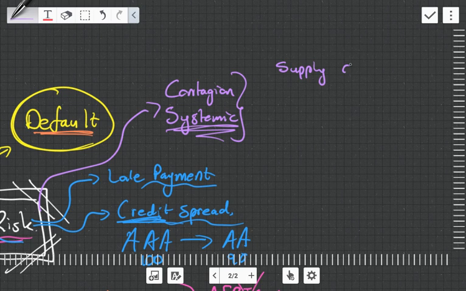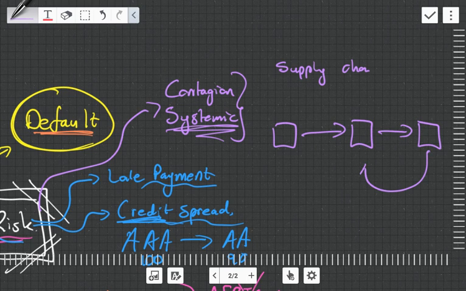Imagine a supply chain where this person is lending to this person who's lending to that person. And let's say this person over here fails to repay this person here. So this person here defaults. This then causes this person to default, which then causes me to have problems.